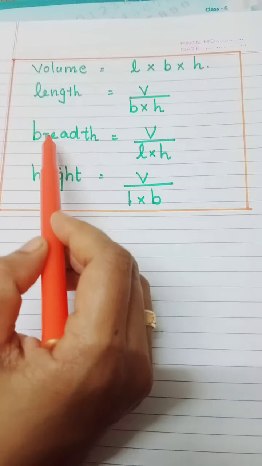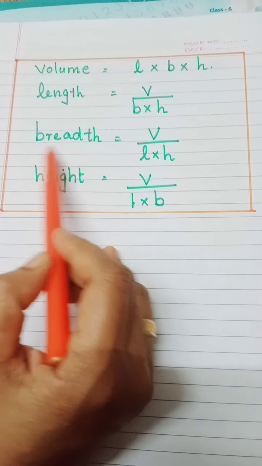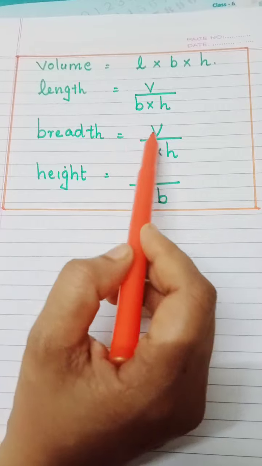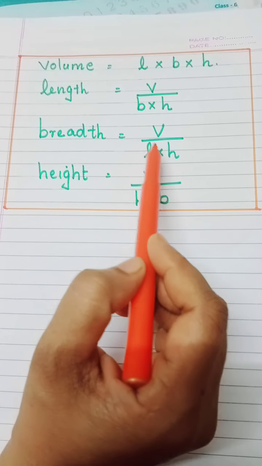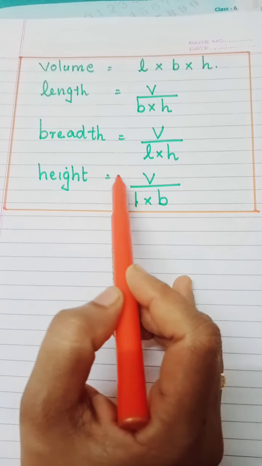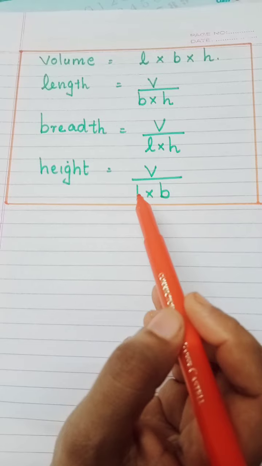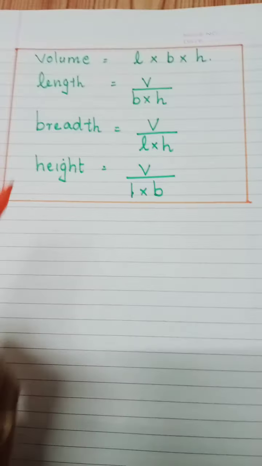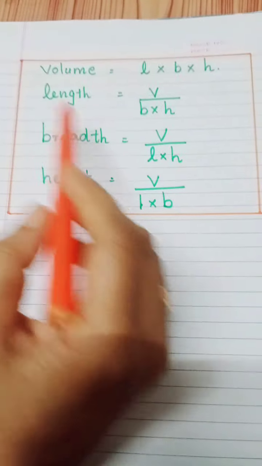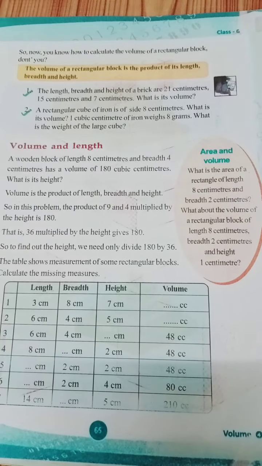In the same way, let's find out the breadth. How will you find out the breadth? Breadth is equal to volume by length into height. Then how will you find out the height? Height is equal to volume by length into breadth. Copy these equations into your notebook. Now let's start doing the first one.